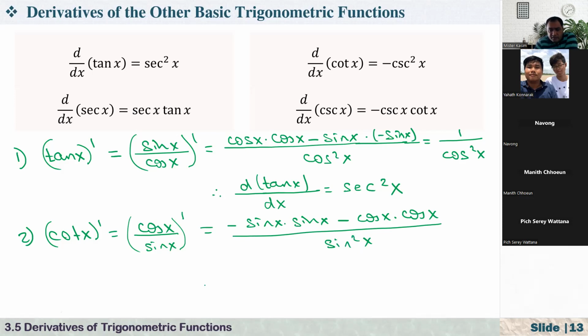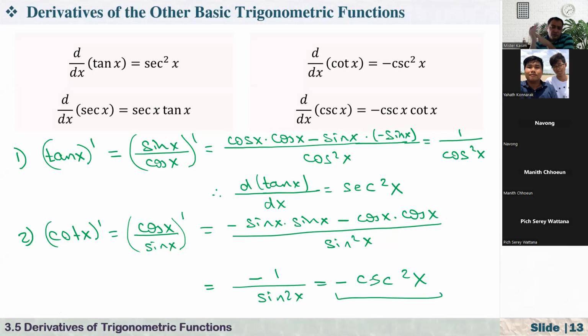So now if you simplify the numerator, again as here, -1 is a common factor, sine squared plus cosine squared is equal to 1. So here we have -1 over sine squared of x. Again, we know that 1 over sine of x is defined as cosecant of x. That's why it's equal to minus cosecant squared of x. So the derivative of the cotangent function is equal to minus cosecant squared of x.